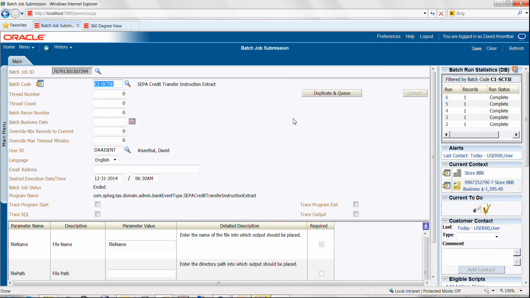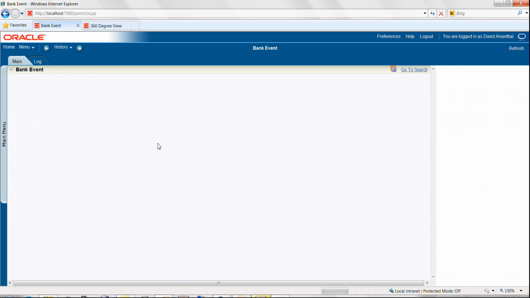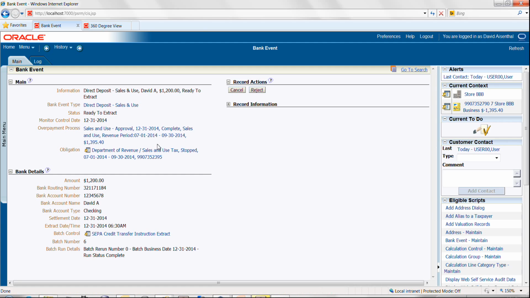So the first batch that we need to run is the instruction extract, which creates the extract of the bank information that will be sent to the bank, and we have to fill in the file name of where the extract will go. And once that has been completed, if we go back to the bank event, we will see that we have now run this batch, and we are now actually ready to extract the batch on today's date. Generally, we might actually have dates a few days ahead, and in my setup here, I've configured it so that all these batches run one after the other to create the extract, to download the extract, and to receive back from the bank.